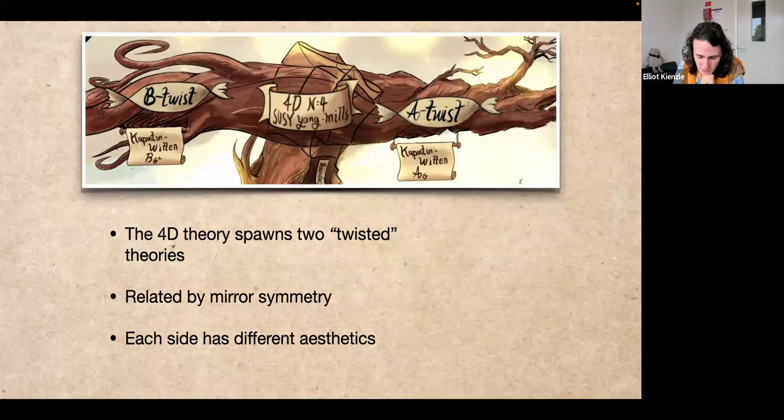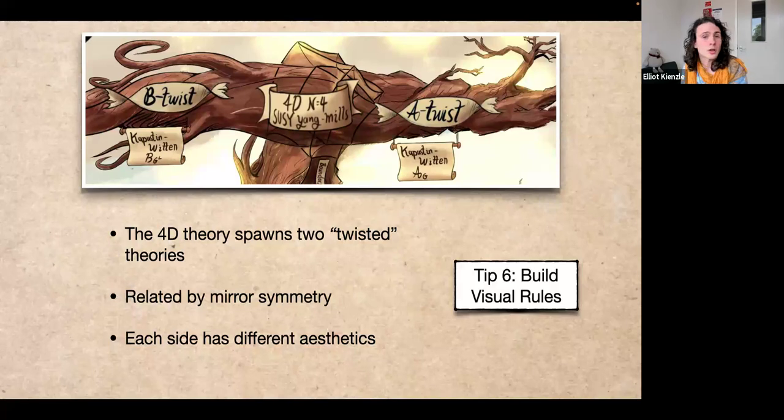And I was very careful, you'll see, to have different aesthetic considerations for the different sides. The B twist and the mathematical structures you get therein are a lot nicer to work with. It's smooth. It almost flows together. Whereas the A twist and those mathematical structures are somewhat hairier. So it feels like it's, I don't know, Halloween or something. So in order to build this mathematical contrast, I used visual contrast. Tip number 6, build visual rules.